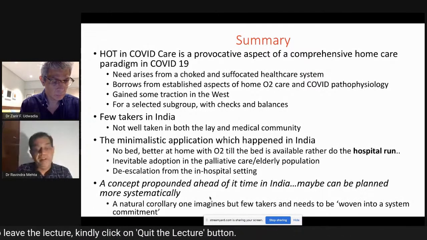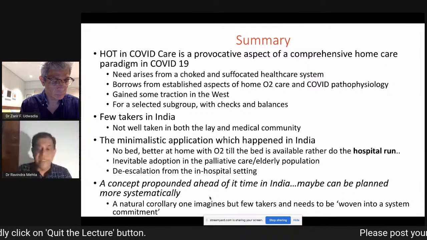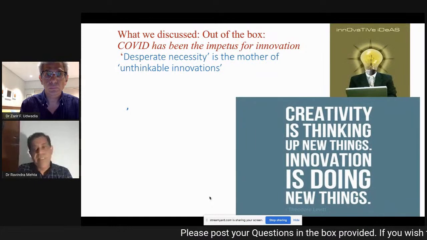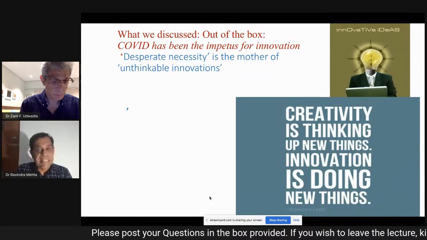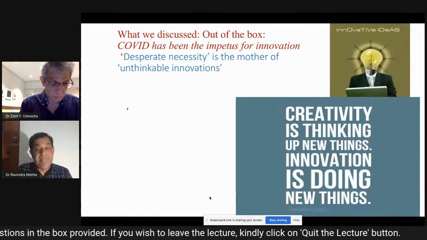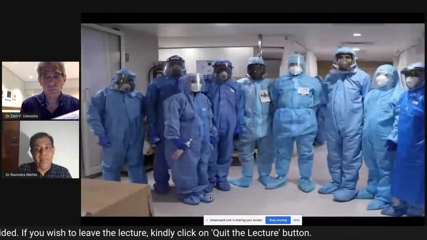A natural corollary from a system point of view, but few takers when it comes to fear, panic, worry, and "I need the hospital bed." I end with this particular paradigm. What we have discussed is out of the box. COVID has been the impetus for innovation. Desperate necessity is the mother of unthinkable innovations.